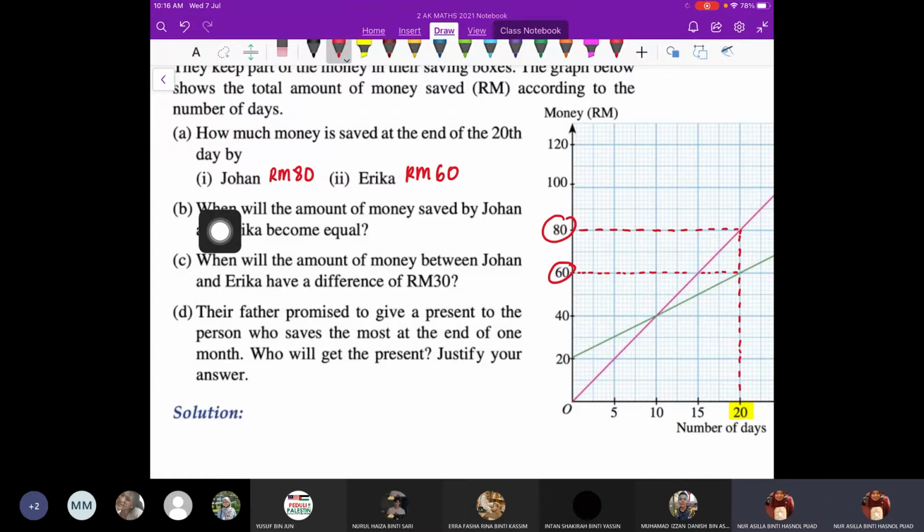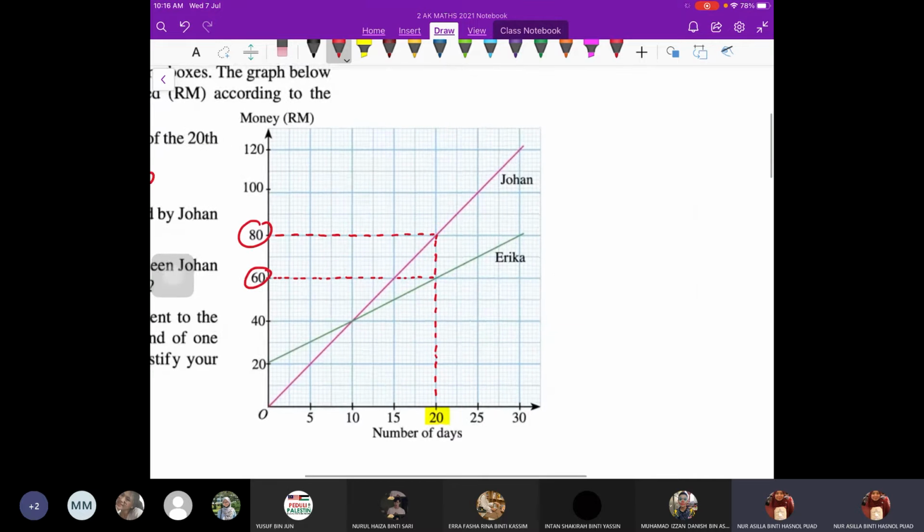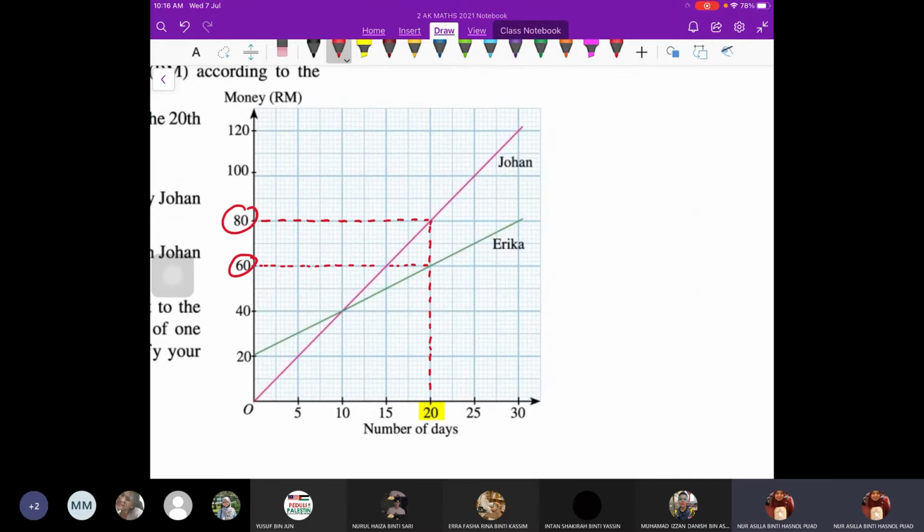Okay, so let's look at B. When will the amount of money saved by Johan and Erica become equal? Okay, maksudnya bila masanya Johan tu dan Erica tabung dia, saving tabung dia akan jadi sama amount dia. Jadi daripada graf kamu tengok kita panggil intersection point. Intersection point maksudnya point di mana 2 garisan bertemu. So kat sini. Okay. So we look at the intersection point.